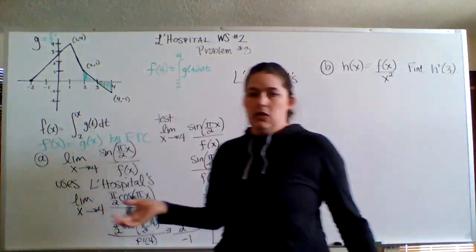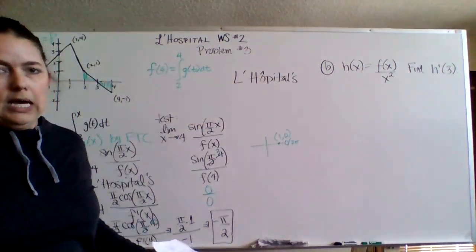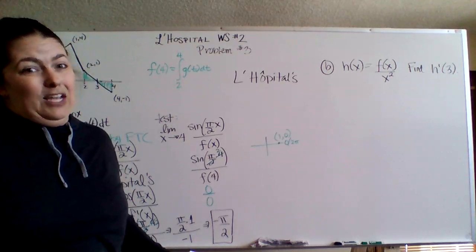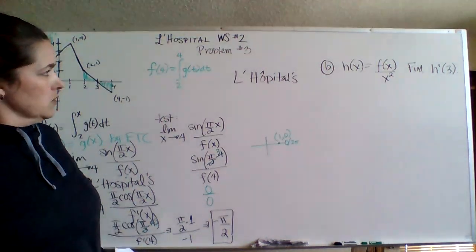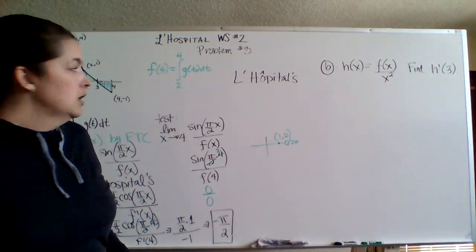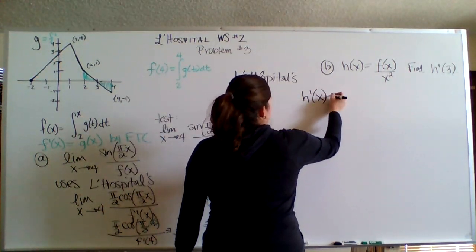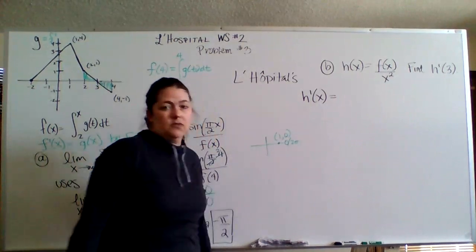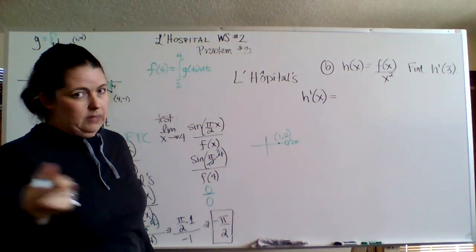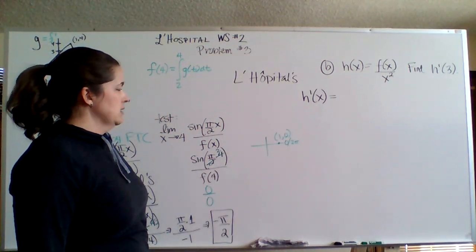Well, before I can find h prime of 3, a derivative evaluated at a value, maybe we need to find h prime of x in general terms first. So that's what we're going to do. And the bigger bulk of the points, if this were actually on a free response problem, will come from finding h prime in terms of x first. And then the last point would probably be the answer when you plug in the 3.